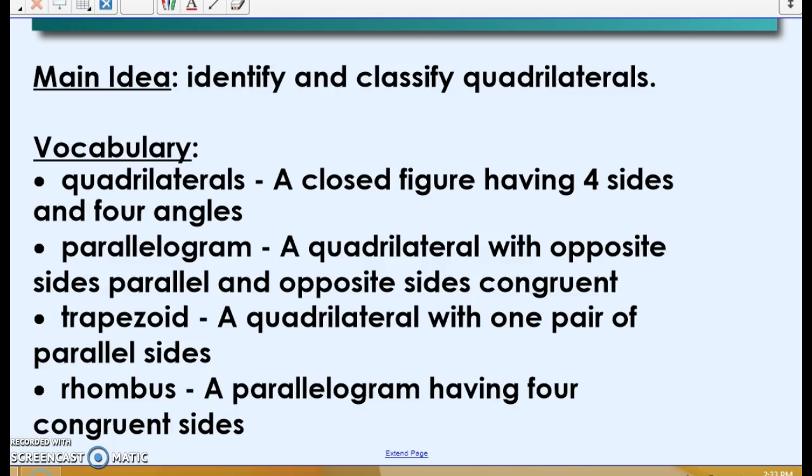So that means when you have a parallelogram, the two opposite sides are going to be parallel, which means they're never going to touch, and they're also going to have the same measurement. A trapezoid is a quadrilateral with one pair of parallel sides. All right, so a little different than a parallelogram because only one pair of sides is parallel. And then a rhombus is four sides, and they're all congruent.